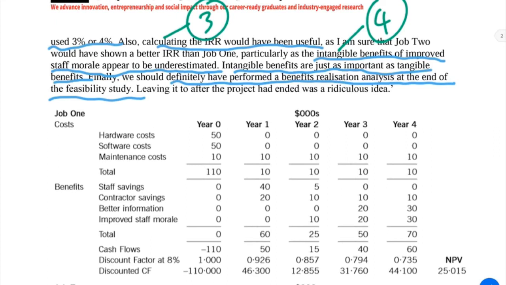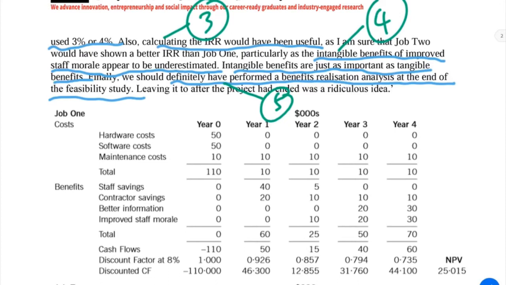Number 5 here. Okay, number 5 is, according to Barry's, we should perform benefit realization analysis at the end of the feasibility study. After I read through this statement, I can fully understand Barry's. I know that benefit realization analysis, your post-project review and post-implementation review, is something very, very important. It's a step, a level which we should go for.